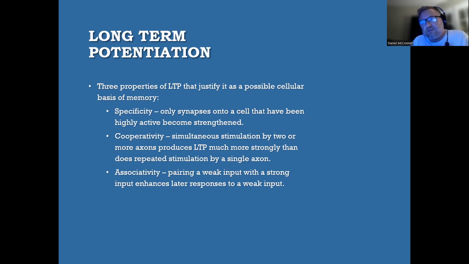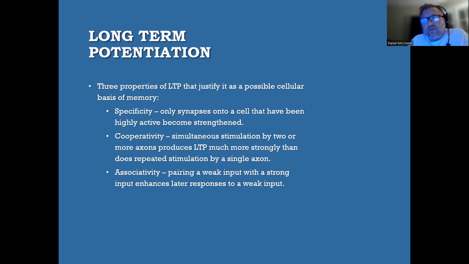So there's something about combining inputs like this in long-term potentiation, this cooperativity, that these two incoming axons are cooperating to even further strengthen these potentiation responses.